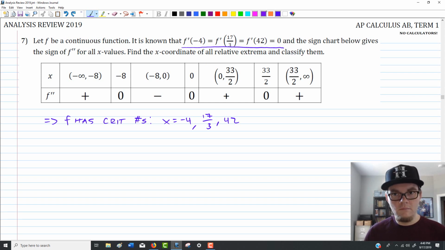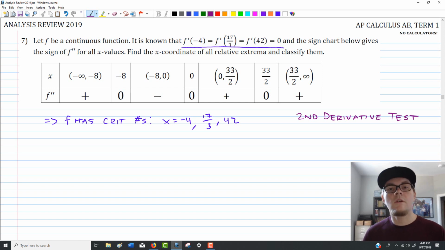Well, the trick here is that since we've got information about the second derivative, this is begging us for what we call the second derivative test. The second derivative test is focused on using the concavity at a critical number to determine whether or not you have a relative maximum or a relative minimum. The idea is, if you're at a critical number where the slope is 0 and your function is concave down, that tells you that you have a relative maximum.